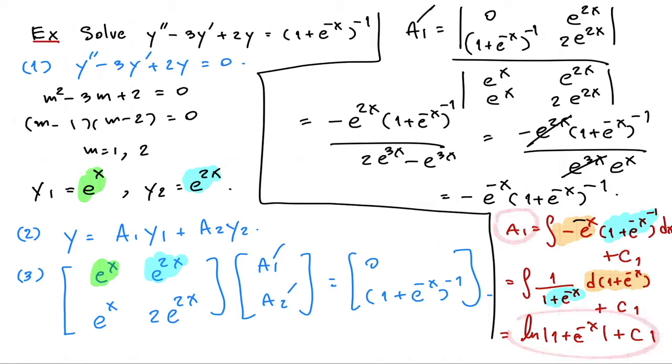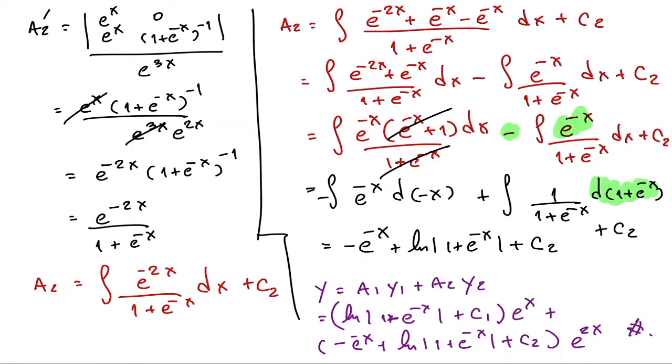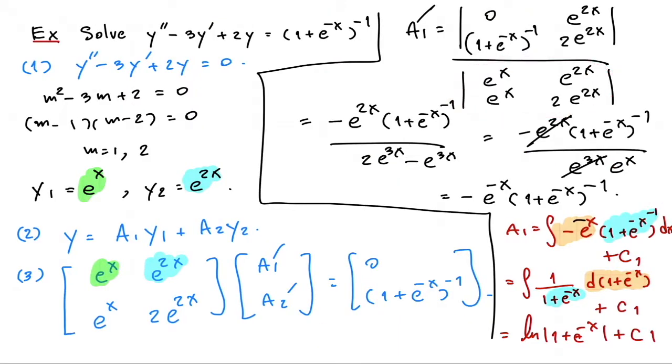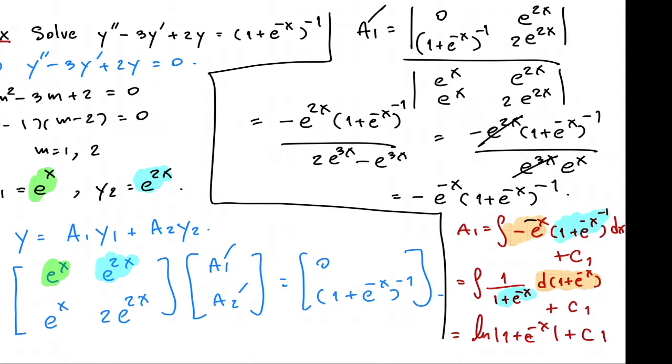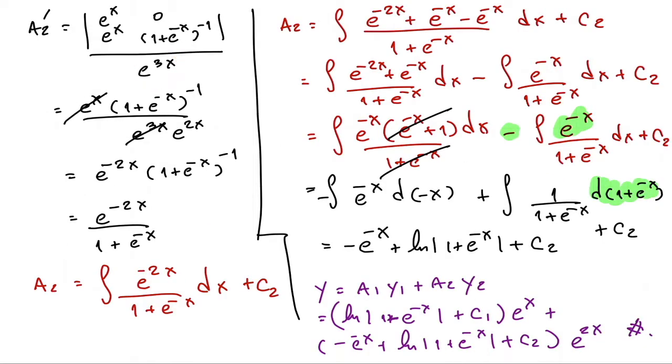And similarly, we do the same for a2 prime. We substitute the second column with 0 and r. Then down here is pretty much the same, which we already computed: it's e to the 3x. So we have e to the 3x here. After that, we receive a2 prime. So we integrate a2 prime plus c, and we get a2. This is the a2. So the solution is a1 y1 plus a2 y2, which is this form.